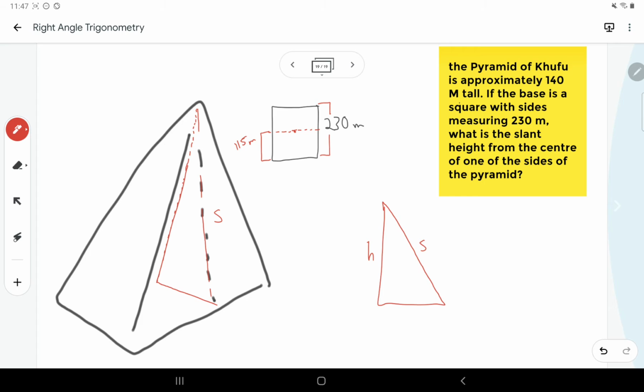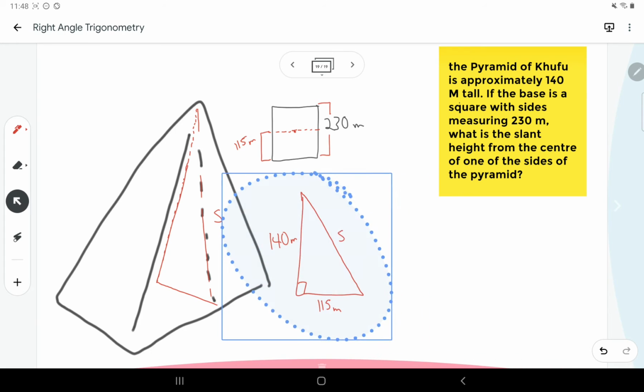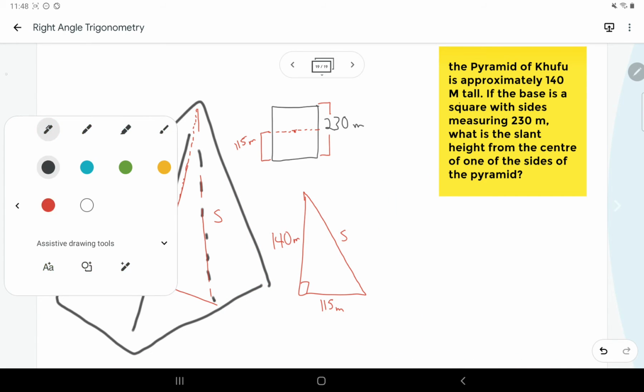Okay, so we know that's going to be 115. And we know the height is 140. So there we go. Now we have a triangle. We have a side here, we have a side here. We know that this is a right angle since we dropped it straight from above and out to the side. So now we have another Pythagoras question, since we've got two sides and we're solving for the hypotenuse. So let's solve this here.